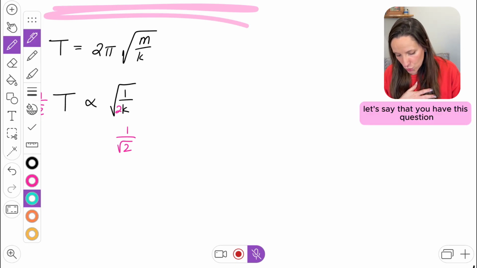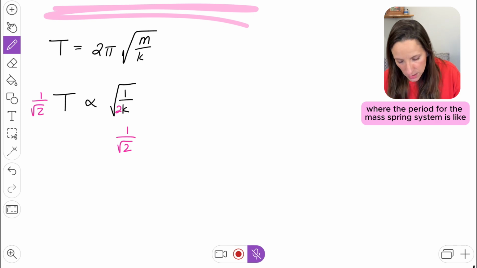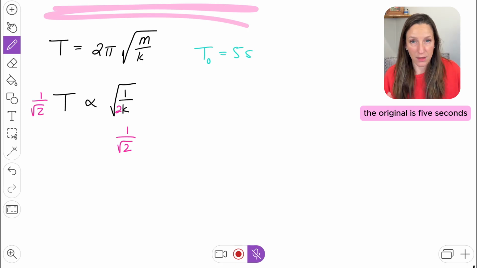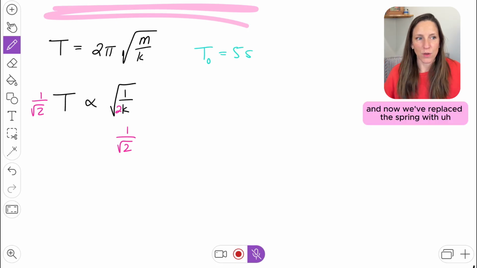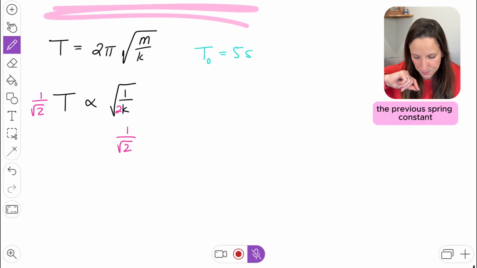Let's say that you have this question where the period for the mass spring system, the original, is 5 seconds. And now we've replaced the spring with one that has a spring constant of double the previous spring constant.